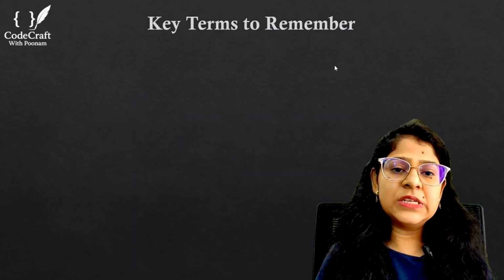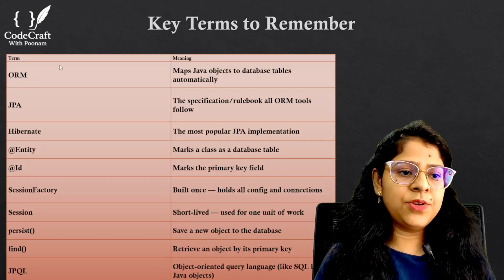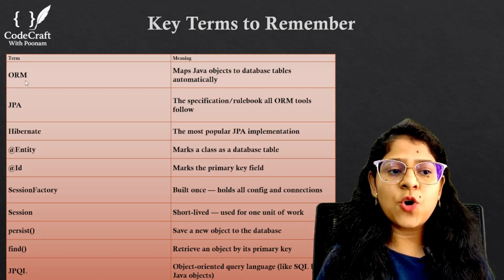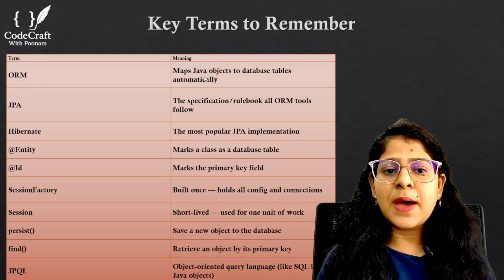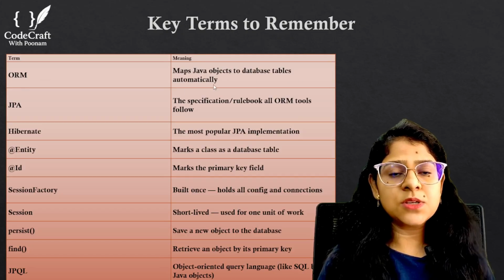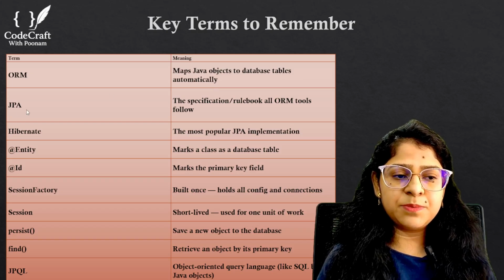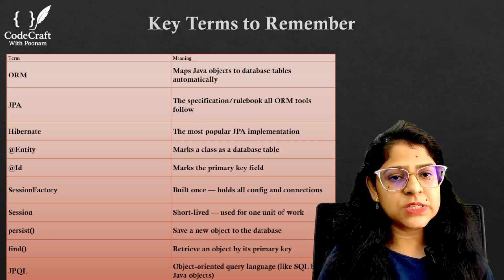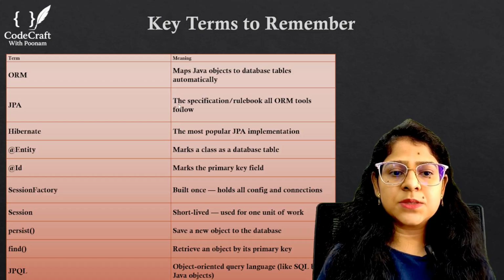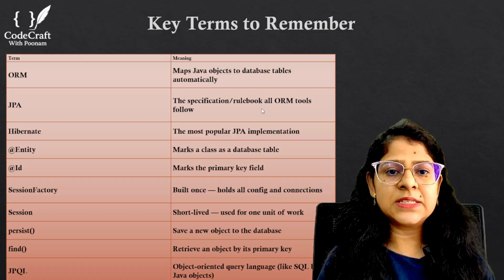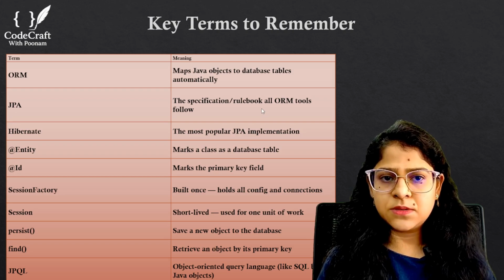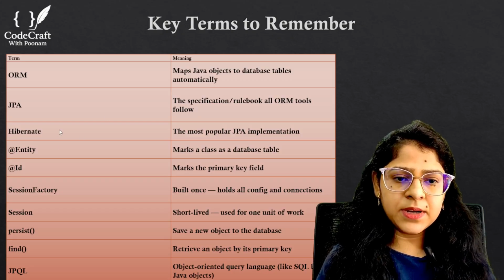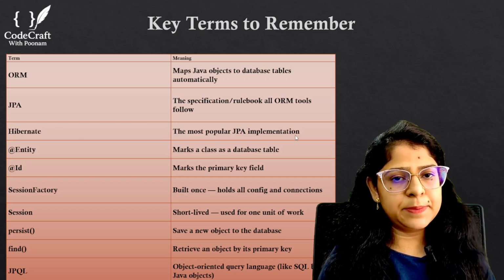Now coming to key terms to remember. What are the things you need to remember? ORM is our object relational mapping. It maps Java objects to database tables automatically. JPA is our Jakarta Persistence API, previously known as Java Persistence API. It is a specification, or you can say a rule book in simple terms, that all ORM tools can follow. And Hibernate is the most popular JPA implementation.